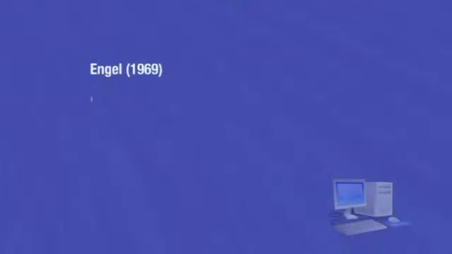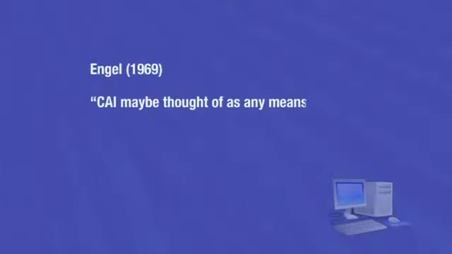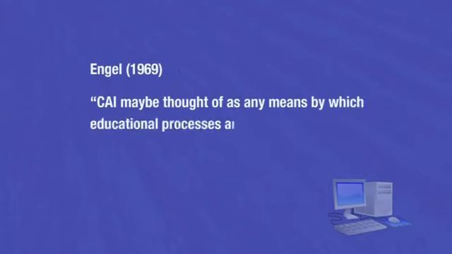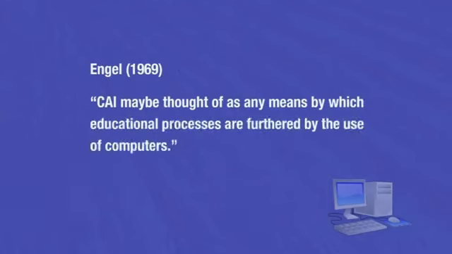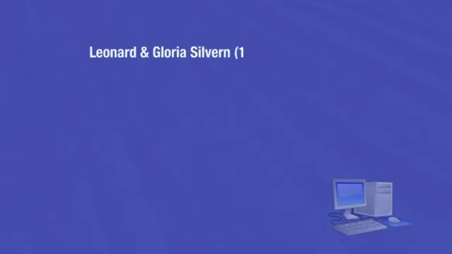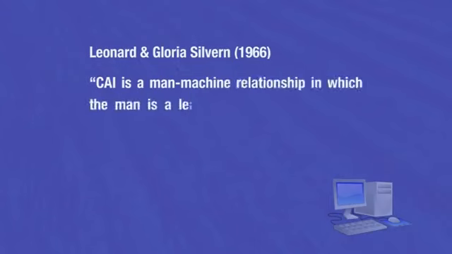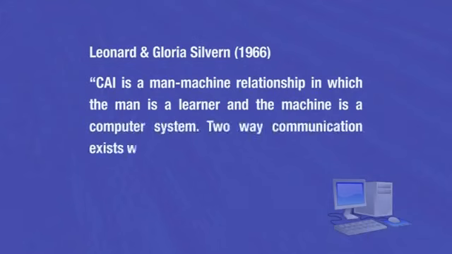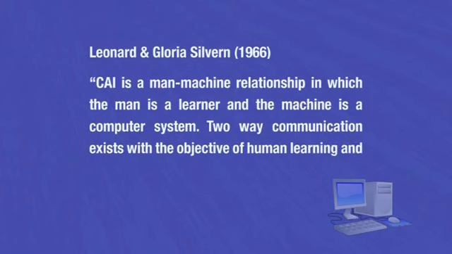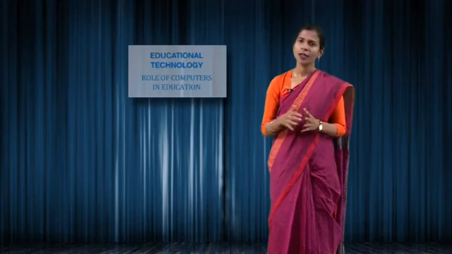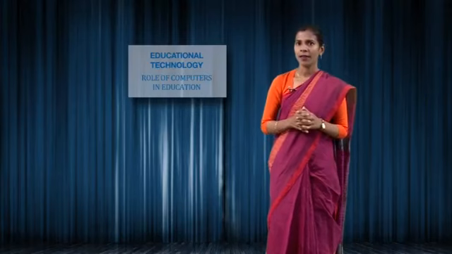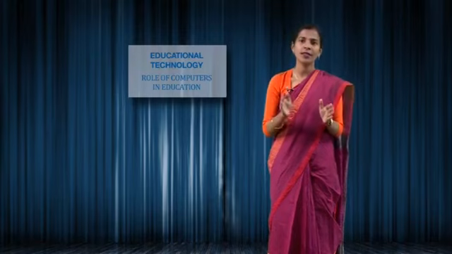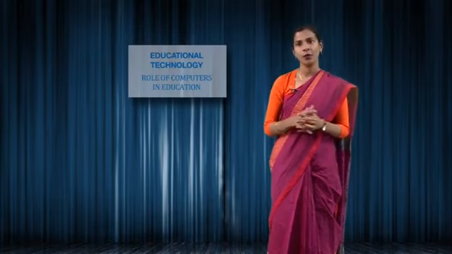In the words of Engel, CAI may be thought of as any means by which educational processes are furthered by the use of computers. Leonard and Gloria Silvan said CAI is a man-machine relationship in which the man is a learner and the machine is a computer system. Two-way communication exists with the objective of human learning and retention. They further added, to be CAI, the computer must actually instruct the student and not be simply a tool to assist in solving problems or retrieving information.